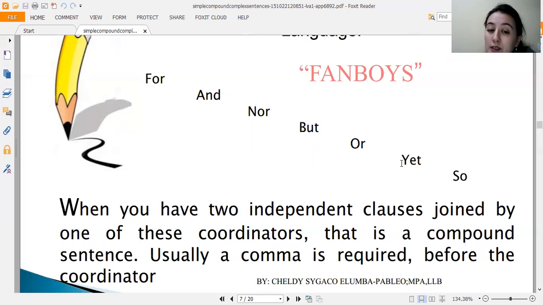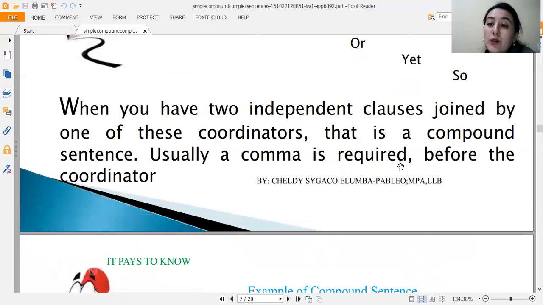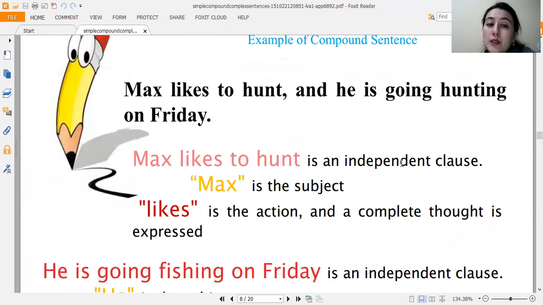If the coordinator is put in the middle of a sentence, we have to put the comma here. And so remember that two independent clauses is about a compound sentence.